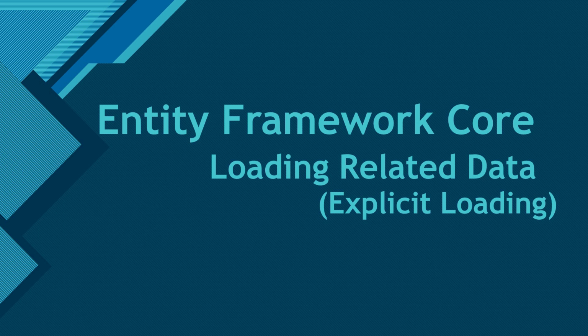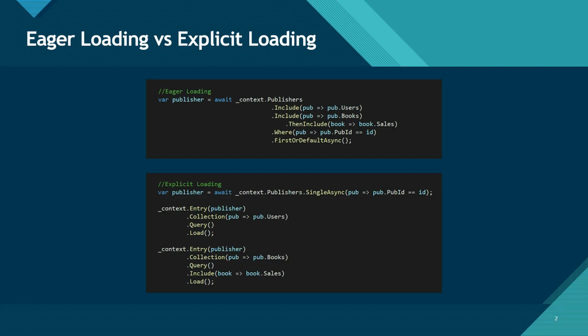Hey guys, in this episode, I'm going to talk about how you can load related data using explicit loading. In the fourth episode of the series, we learned how to use eager loading to load related data, right? We used the include API for publishers to load users related to the publisher, and then we used include API to load books, and then we used the then include API to load sales related to the books related to the publisher. We're going to do the same with explicit loading.